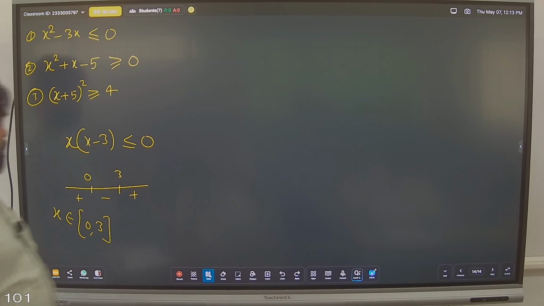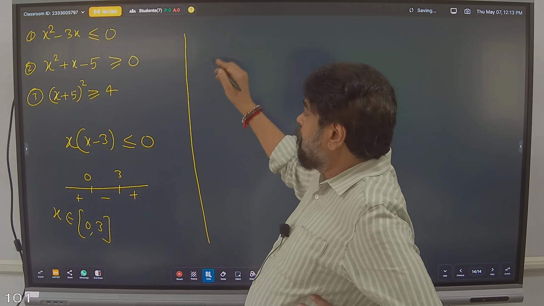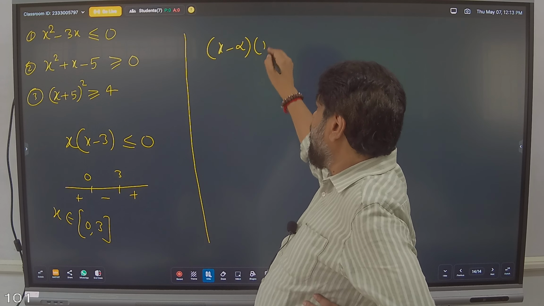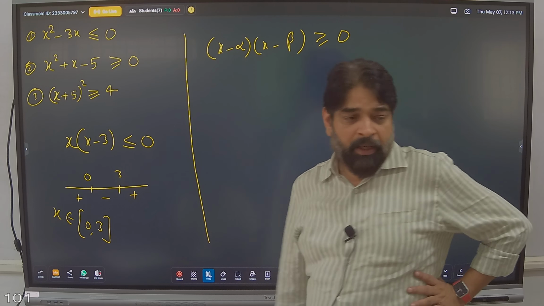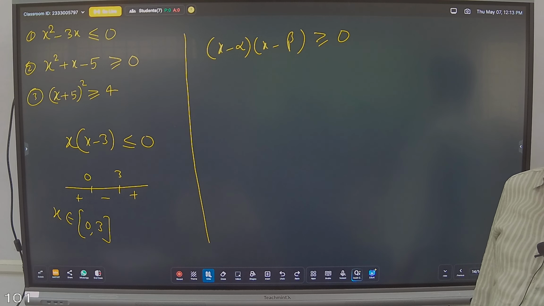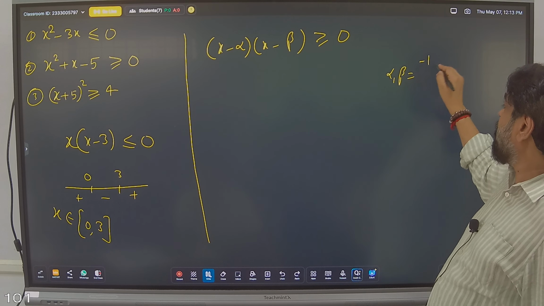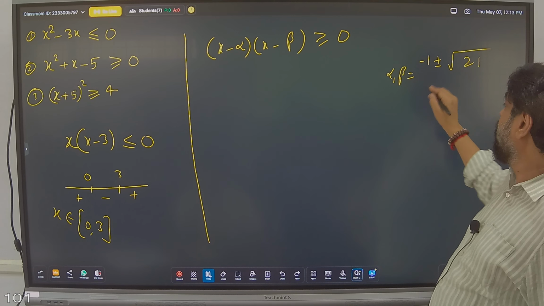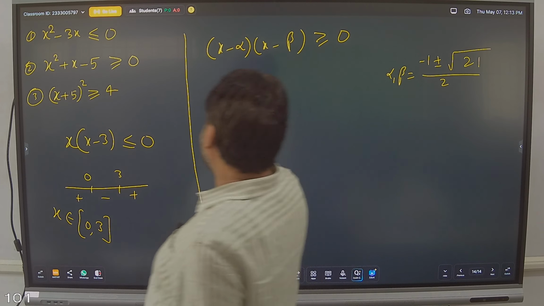Next question. This cannot be factorized easily. So we'll say that the factors will be (x minus alpha)(x minus beta) greater than or equal to 0. Yes or no? We have to calculate alpha and beta. So alpha, beta will be: minus b, that is minus 1, plus or minus root of b square, that is 1, minus 4ac, that is 21, divided by 2. So this question becomes something like this.